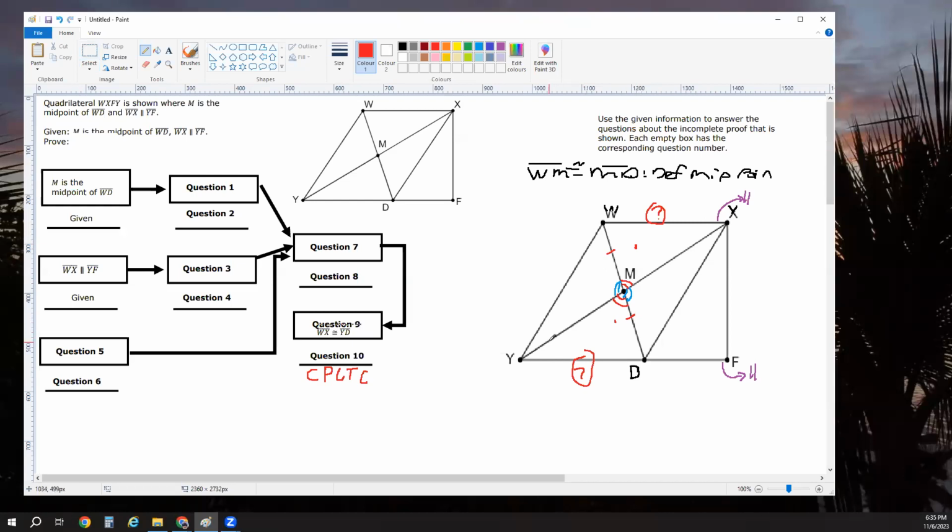Right here, I have Y, I have M, DY. So I'm going to call that, opposite this single dash line, I'm going to call it single one. So that's angle DMY, which is congruent to angle, what is that, WXM. WXM.